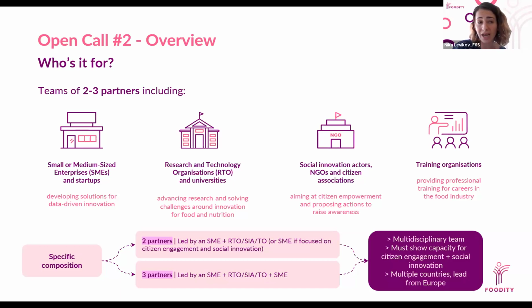It's important to note we have defined social innovation in the guidelines. This is not about how you're registered as an entity, it's about what you do. If you are doing social innovation, it doesn't matter if you're registered as a profit or not for profit, okay? We're also looking at training organizations that are doing training for careers in the food industry. We are accepting consortia between 2 and 3 partners. In the case that you are a 2-partner consortium, it can be 2 SMEs. However, if you have a 3-partner consortium, the 3rd partner must be a nonprofit.